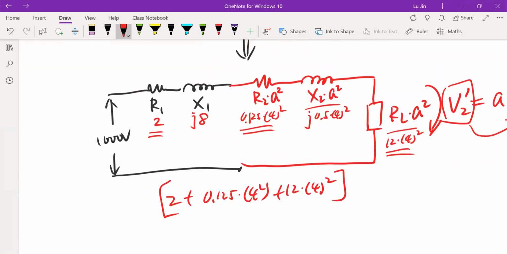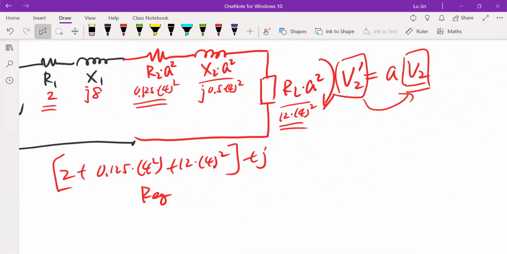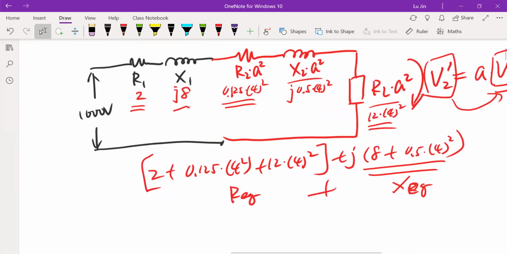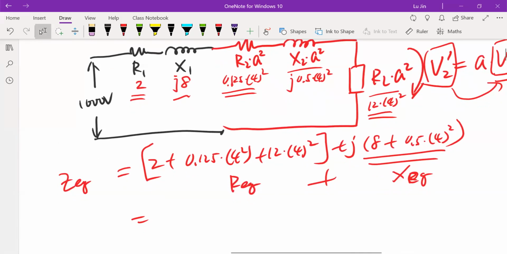This is the total resistance REQ plus J by how much? 8. So 8 plus 0.5 by 4 squared. This is the equivalent reactance X. The sum of them gives you the total ZEQ. I think the value should be pretty easy, right? Quickly.